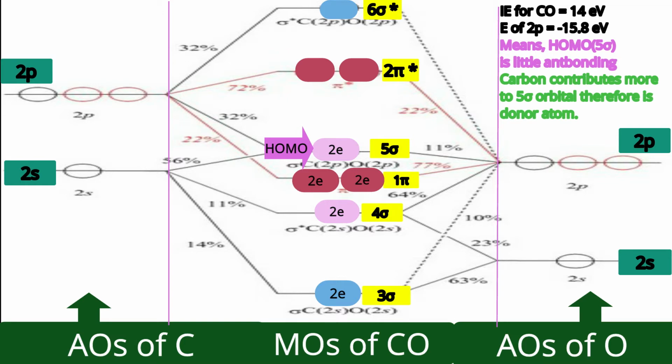The second highest produced molecular orbital is our 4 sigma orbital. I represented it in pink coloration. Electrons are there in that 4 sigma orbital. And further higher is 5 sigma. So how are the four molecular orbitals arranged? 3 sigma, 4 sigma, 5 sigma and 6 sigma star.